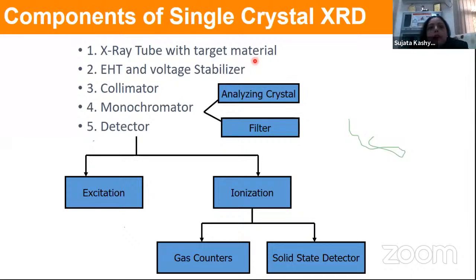There's a voltage stabilizer, collimator, monochromator, and then comes the detector. The detector is very important, and detectors are based on two phenomena: excitation and ionization. Mostly nowadays we are using solid state detectors. In our machine, it is a charge coupled detector, which is based on the same principle on which the solid state detector works.